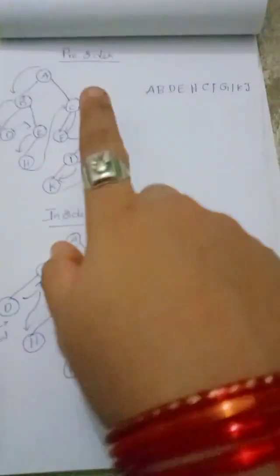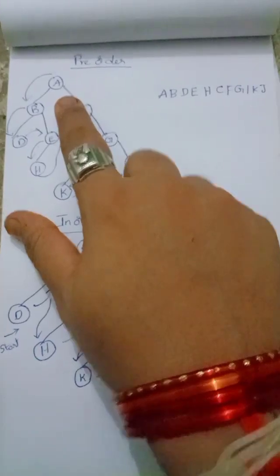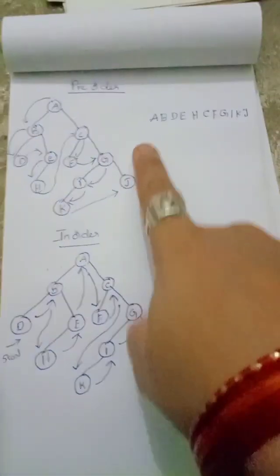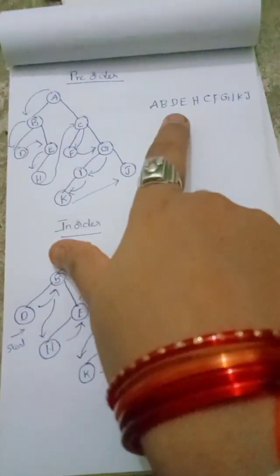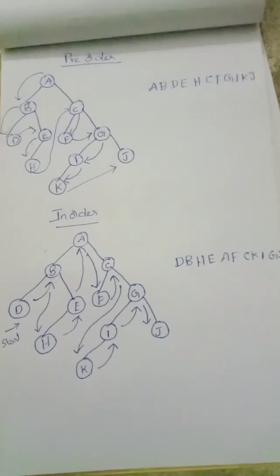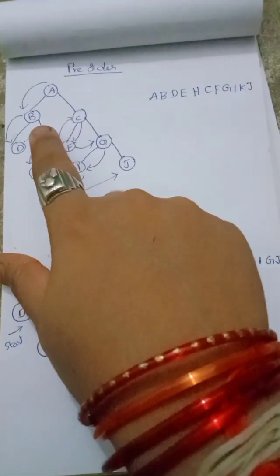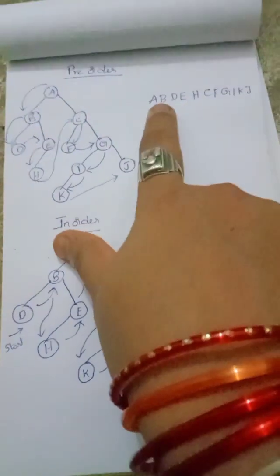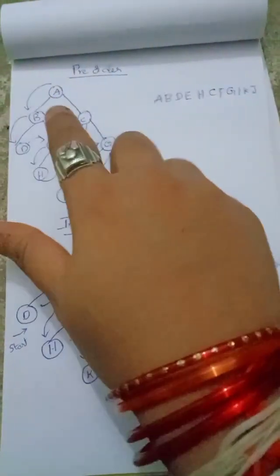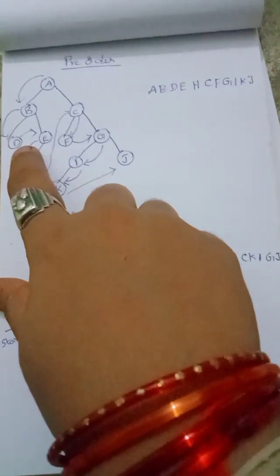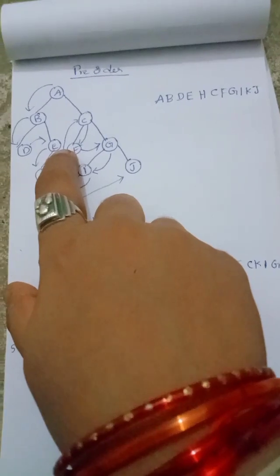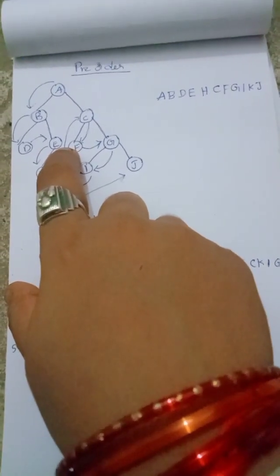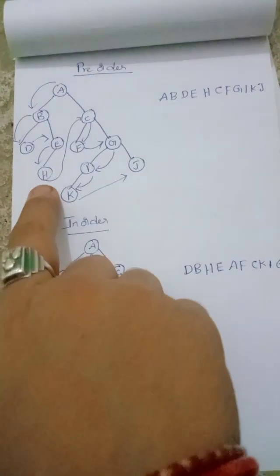Here see, in binary tree pre-order, for example take this, first we write the root node, that is A. After that we write the parent node, that is B. After that we write the child node, that is D. After that we write the E. After that we write the H.